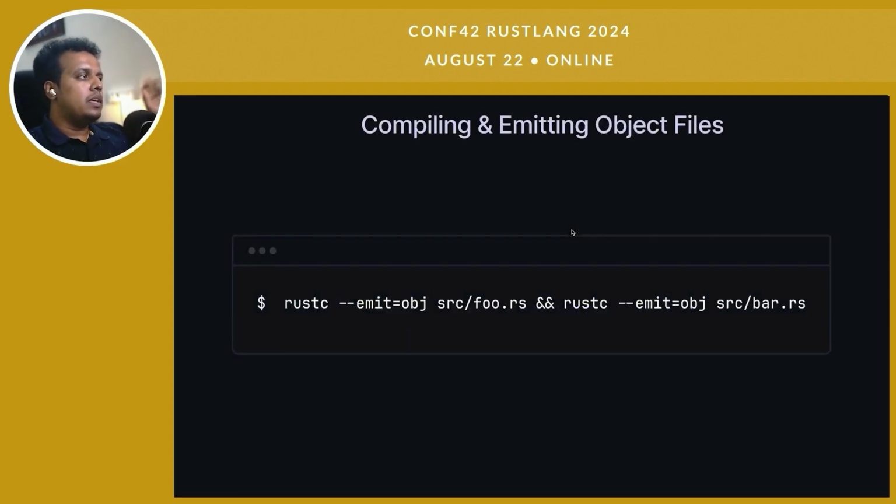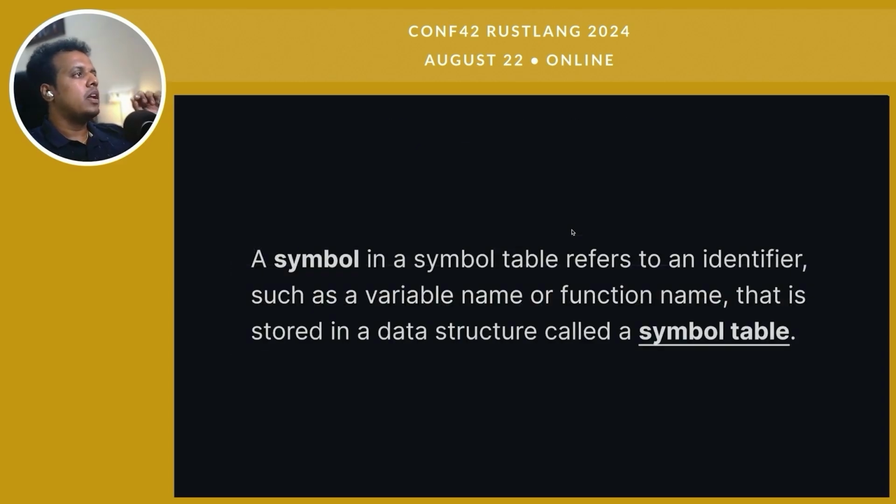So what we can do is use rustc, and the emit argument will emit an object, and we are emitting an object for foo.rs and bar.rs. So it basically compiles these two and then emits an object file, right?